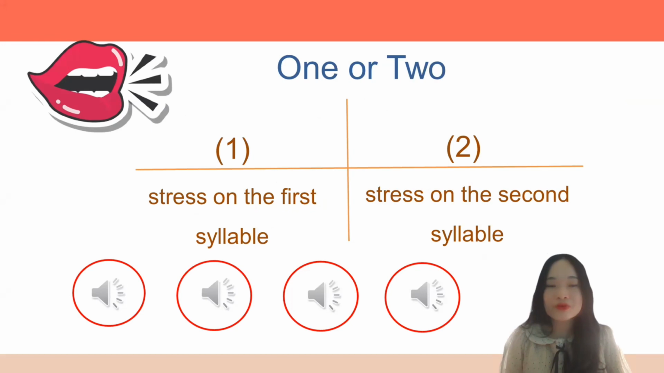Now, for example, if I have the word produce, what would you say? 1 or 2? Again, produce. 1 or 2? Yes, the answer is 2, because produce is stressed on the second syllable. So we put it in the column of number 2. Okay, class. Now, let me tell you some more words, and you decide 1 or 2. Are you ready? Get started.